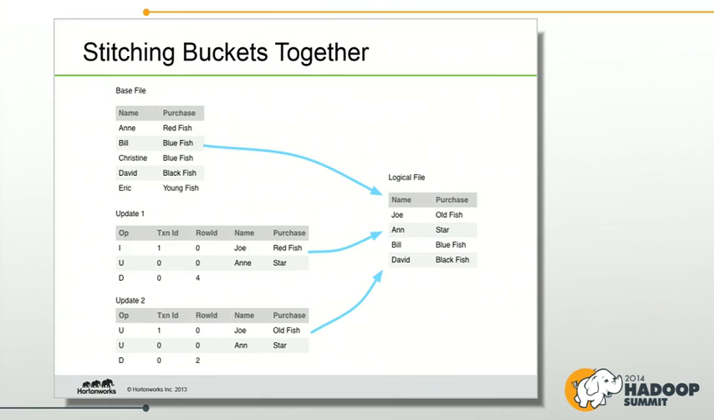So what does it actually look like? If you see here, we've got the base file with some data. Then down in the second part, we have an update where we insert a row, update a row, and delete a row. And then we get a second update where we update and delete. And then the reader stitches them together so that it just gets a virtualized view of the result with the last update from each record.